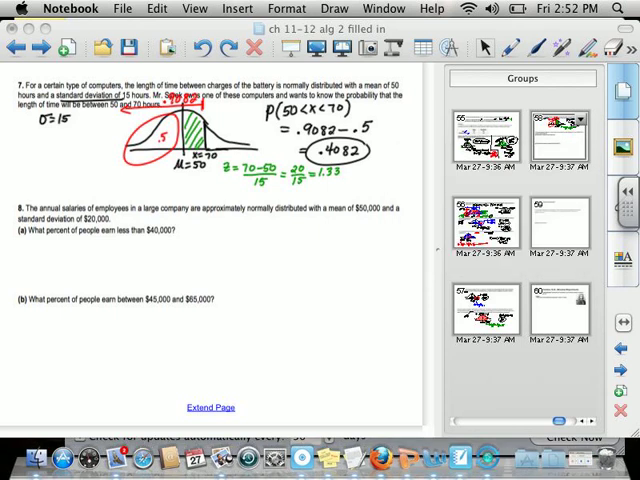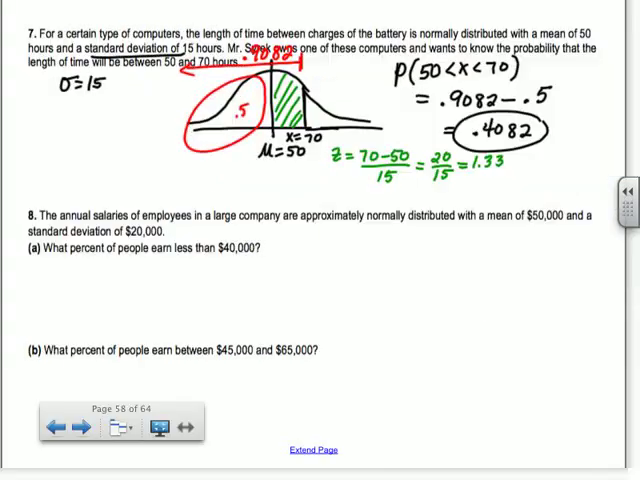All right, so your mean is 50,000. Your standard deviation is 20,000. So what percent of people make less than 40,000? So 50,000 is in the middle, 40,000 is going to be below it. You want less than that. So you want all the way up to 40,000. You need to find the z-score.